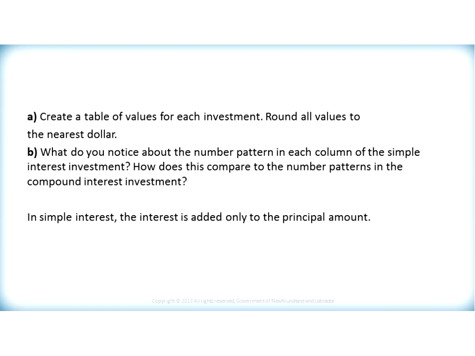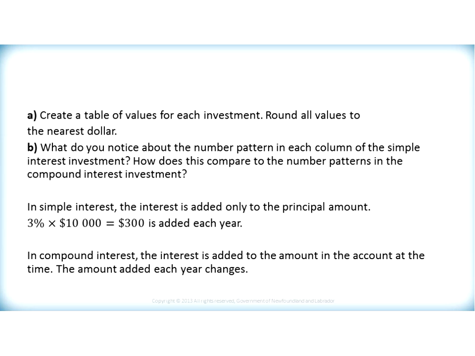So the important thing with simple interest is that the interest is added only to the principal amount, the principal amount being the initial amount that's invested. So if we invest initially $10,000, 3% of $10,000 is $300. That means that every year, $300 is going to be added to our account.